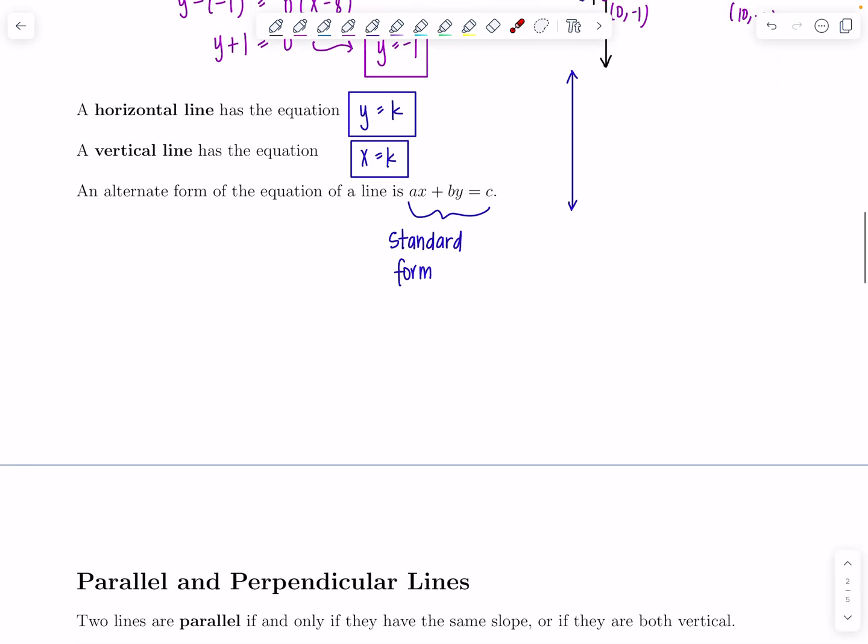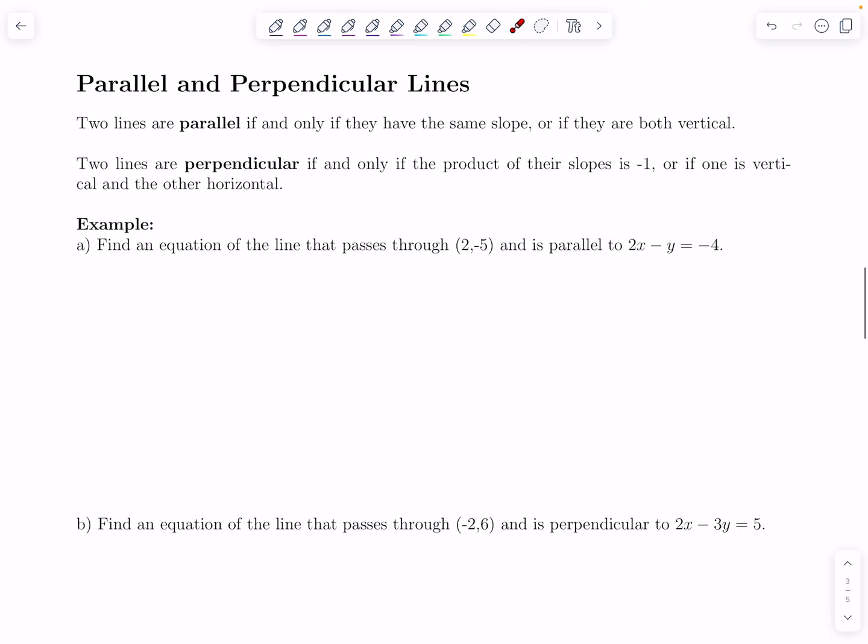All right, very good. Moving on, parallel and perpendicular lines. So we say that two lines are parallel if and only if they have the same slope or if they're both vertical, right? Remember, if a line is vertical, its slope is undefined. So if you have two vertical lines, they're going to be parallel. Two lines are perpendicular if and only if the product of their slopes is negative 1. I'll explain what that definition means in just a minute. Or if one is vertical and the other is horizontal. So when you say the product of their slopes is negative 1, that's the same as saying the slopes are opposite reciprocals.